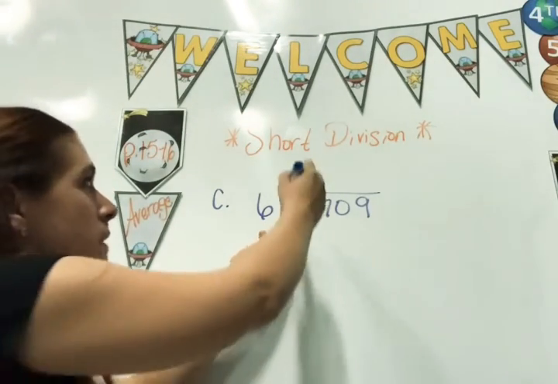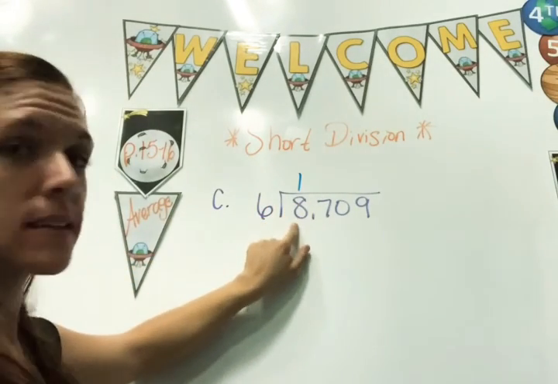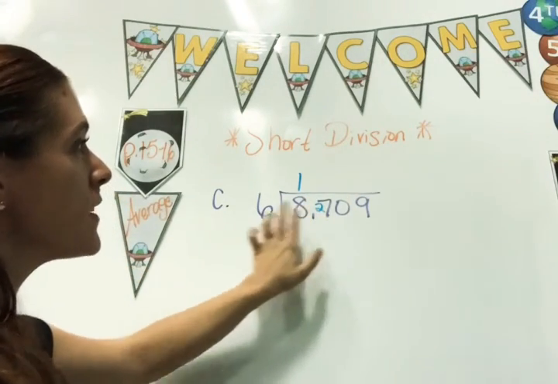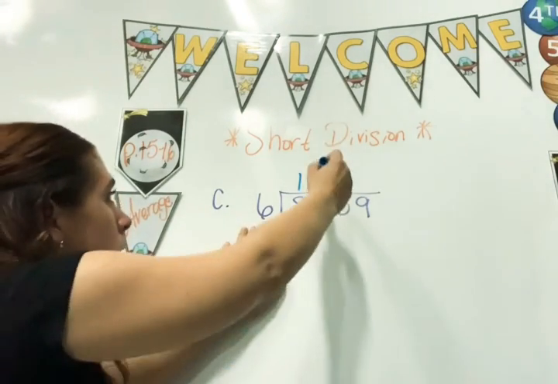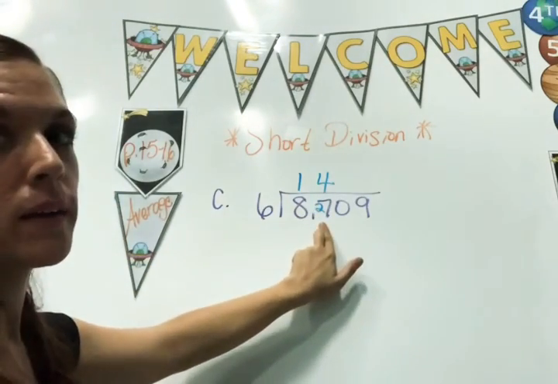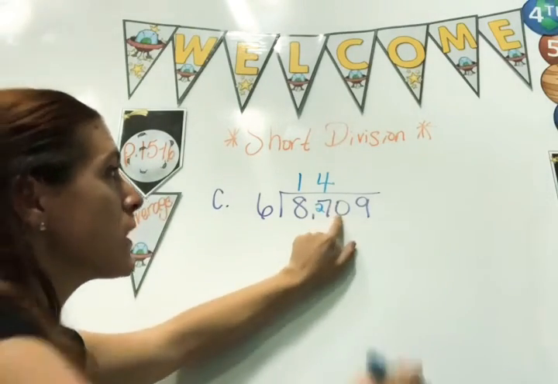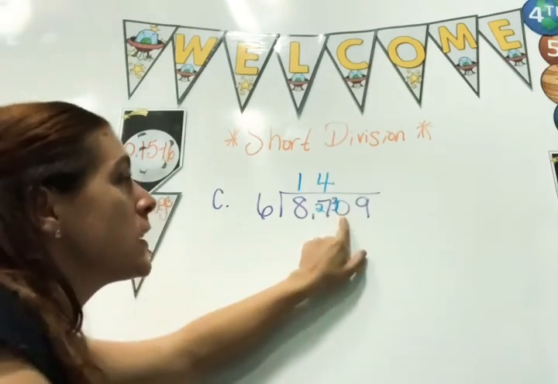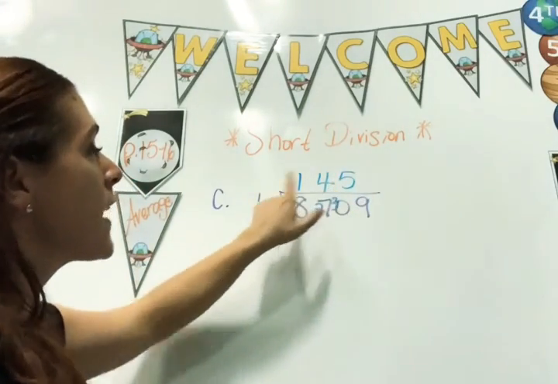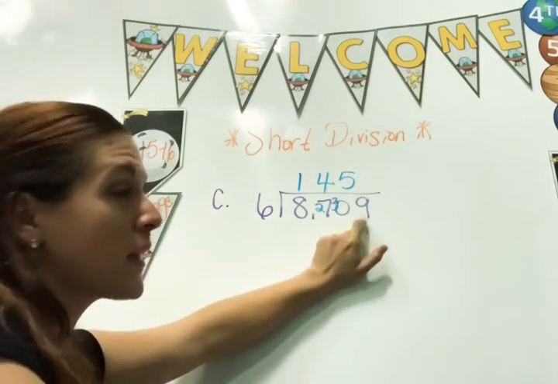8 divided by 6, one time, okay? 1 times 6 is 6. 8 minus 6, 2. Put the 2 in front of the 7. 27 divided by 6, 4. 4 times 6 is 24. 27 minus 24? 3. Put the 3 in front of the 0. 30 divided by 6? 5. 5 times 6 is 30. 30 minus 30 is 0, so nothing goes in front of this 9.